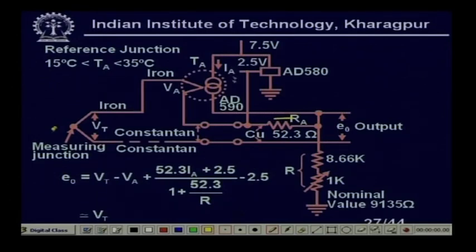That means this AD590 will give you current. So, obviously, this will be my output voltage, see. Even we can show you experimentally. If I change this cold junction temperature, this is the cold junction, this is AD590. If the measuring junction temperature does not change, you will see that the output voltage will not change, right.